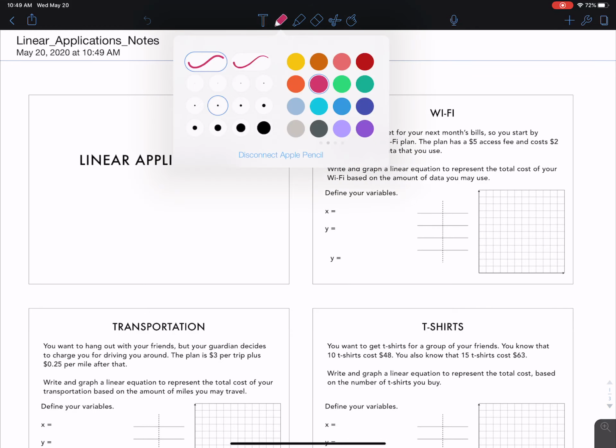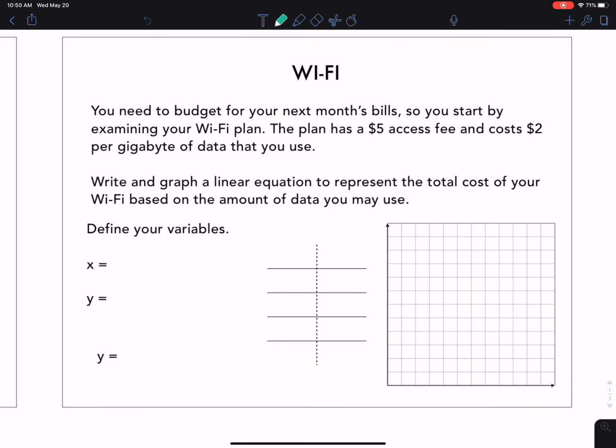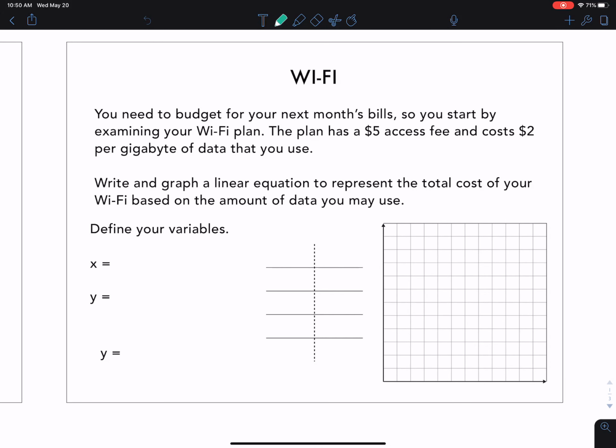Okay, so today we're going to get into applications of linear equations. So this is where they become real life focused. So with the first one, the situation is you need to budget for next month's bills.